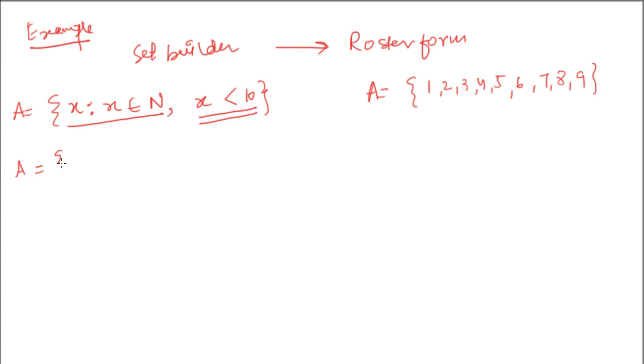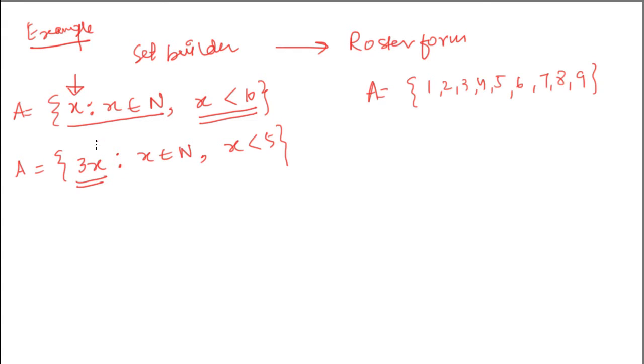A such that 3x, such that x belongs to natural number, comma, x is less than 5. Now in this set our elements are represented by 3x, meaning multiples of 3. In the previous set our elements were represented only by x. Okay. The next condition is x belongs to natural numbers.